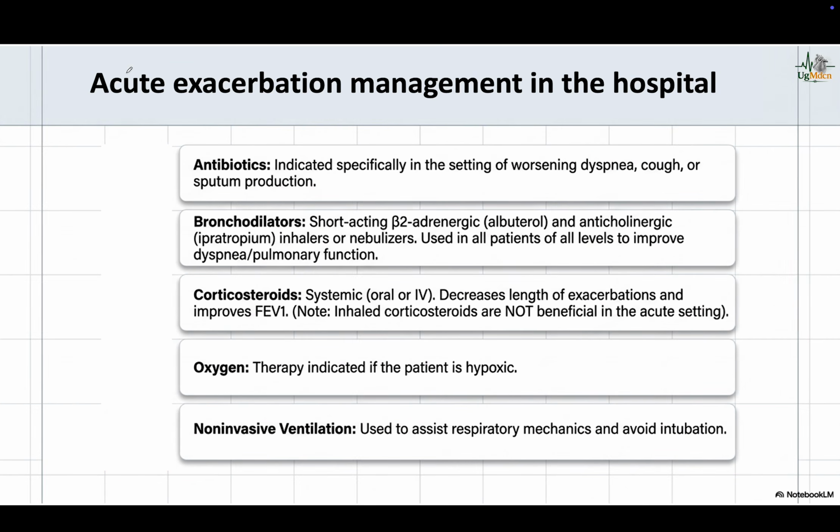For hospital management of exacerbations, use antibiotics if the triad is present, bronchodilators, short-acting, corticosteroids, systemic, not inhaled, oxygen, target if hypoxic, non-invasive ventilation to avoid intubation.